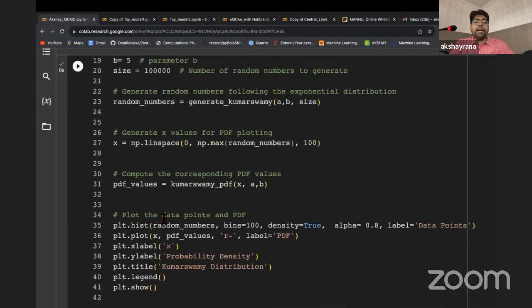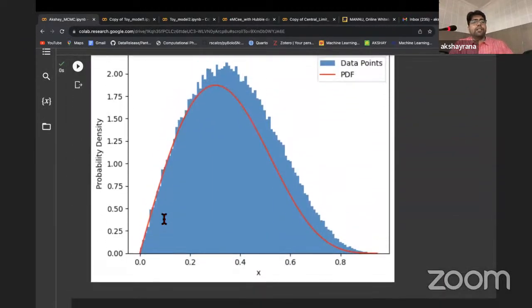Like this one, I have already plotted it. Is it visible? It's just taking a bit of time. Yeah. So this was the distribution, the red one, and corresponding to that, we have created the random numbers. So the inverse transform method is one of the methods through which you can create them.